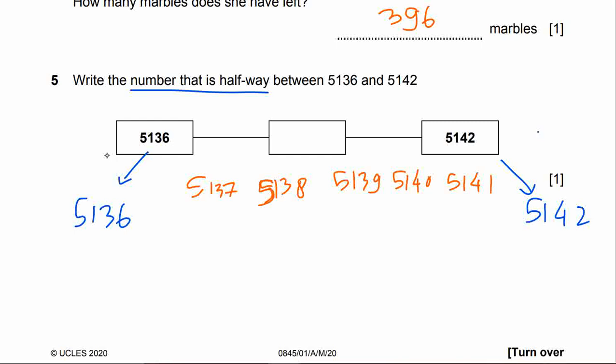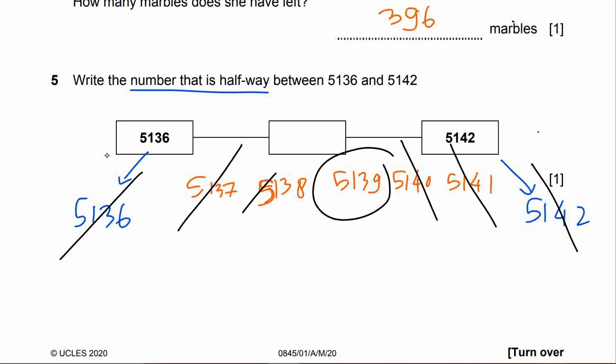So let's do the counting from left to right. 1, 2, 3. So this is right in the middle. 5139. As easy as that.